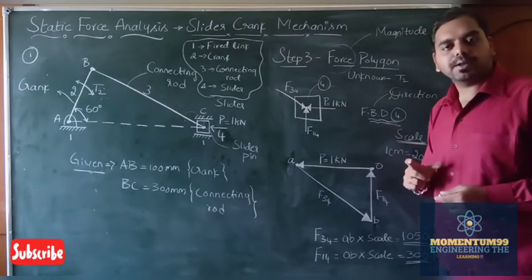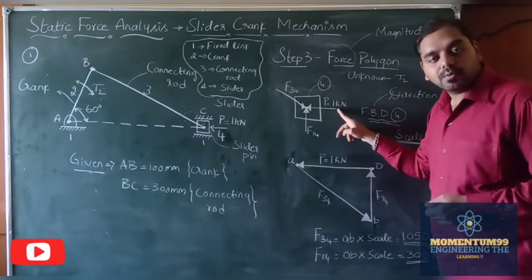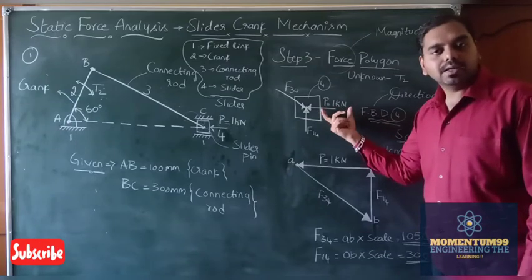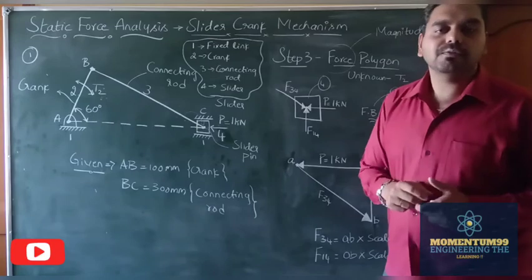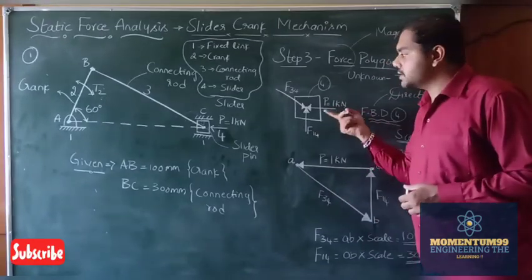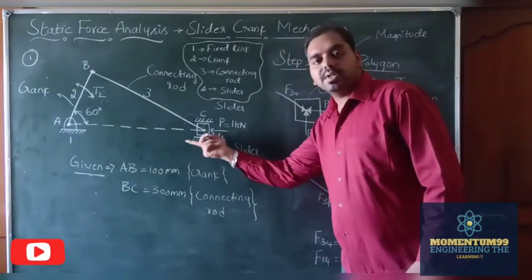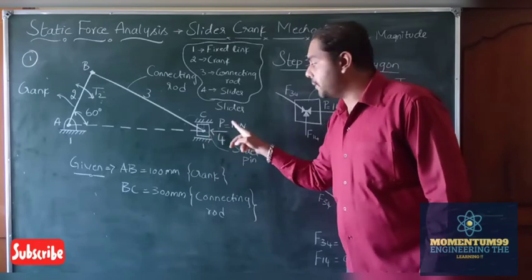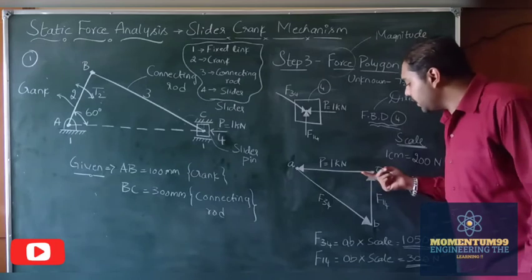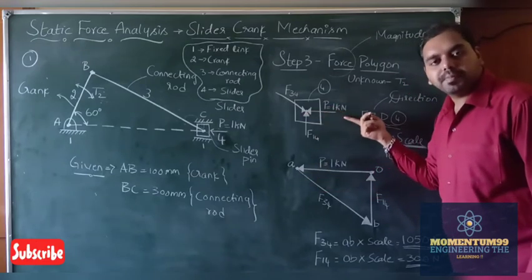To draw the force polygon, our magnitude and direction of the external force are known here. The magnitude is the quantity of the external force being applied, and the given quantity is the external force P equal to 1 kilonewton. I know the magnitude, and I know the direction. The direction is given in the diagram: our force is acting towards the left side. The direction is given, and the magnitude is 1 kilonewton. Now, taking these two things into consideration, I will draw a line OA, which is parallel to this line of action of P.